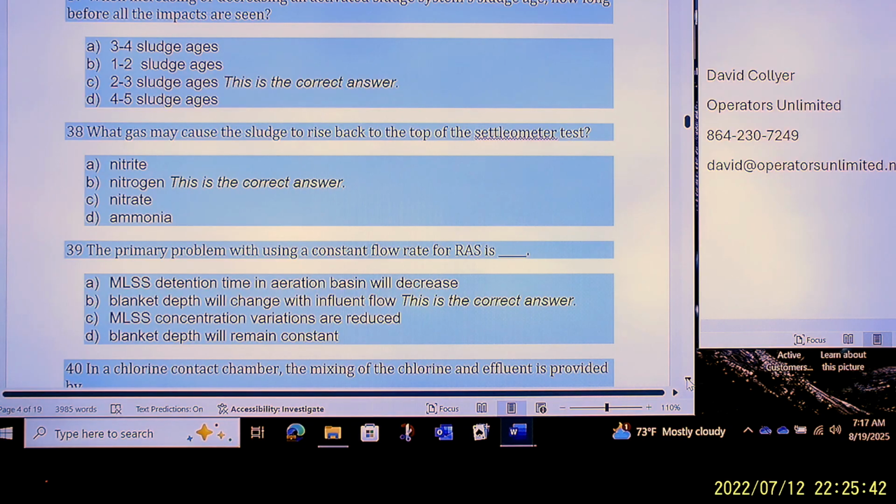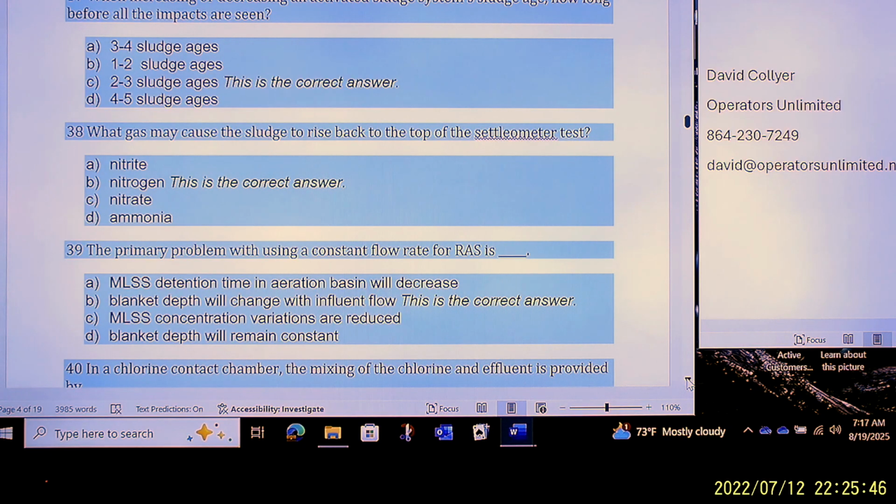When increasing or decreasing an activated sludge system's sludge age, how long before all the impacts are seen? A, 3 to 4 sludge ages, B, 1 to 2 sludge ages, C, 2 to 3 sludge ages, or D, 4 to 5 sludge ages. The answer to 37 is C, 2 to 3 sludge ages.